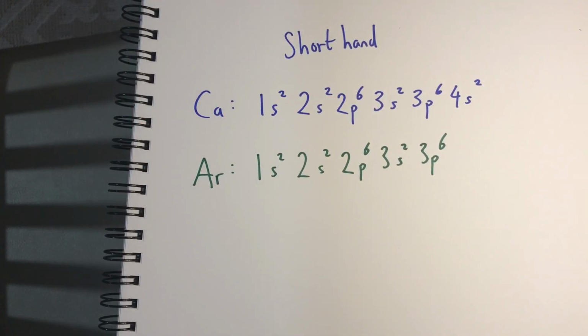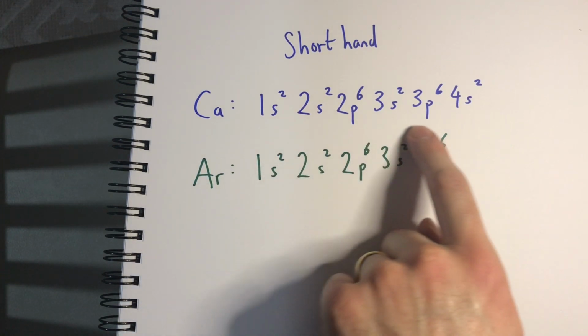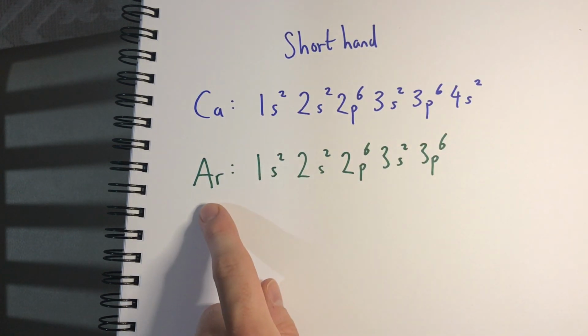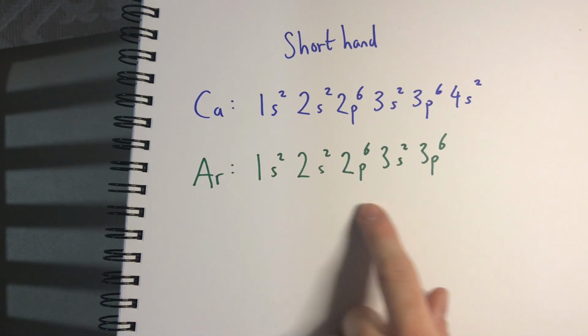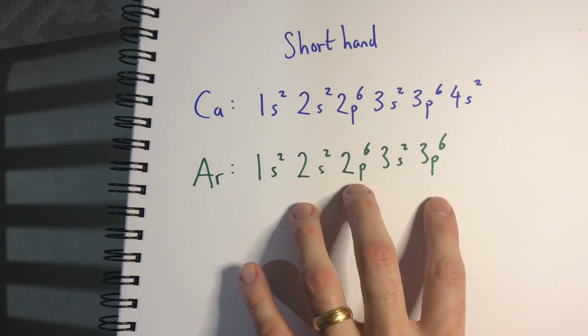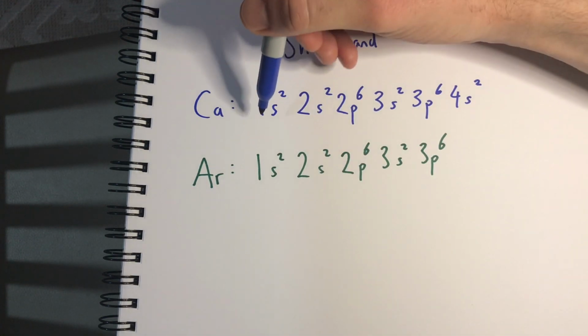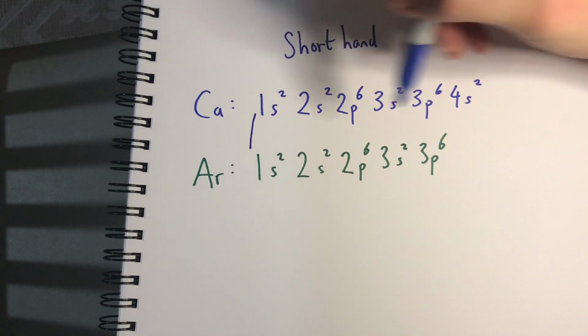So there is a shorthand way of writing out the electronic arrangement for some elements. Look at the top one, that's calcium. That's its electronic arrangement. Look at the bottom one here, that's argon. Now you'll notice that argon's electronic arrangement can be found within calcium. It's everything up to here.